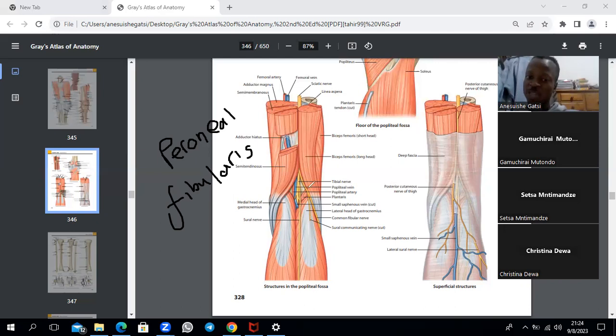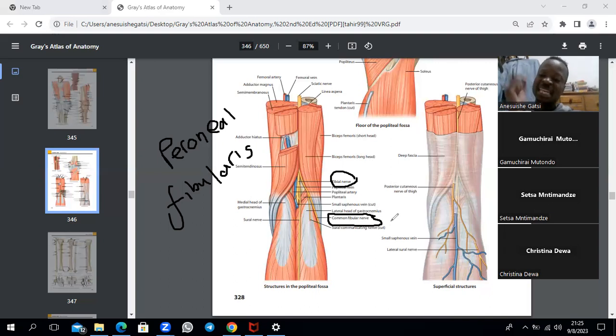So when I talked about sciatic nerve, I said it gives us this nerve labeled here, tibial nerve. Then it also gives us the other nerve here that is labeled common fibular nerve. So I think you can see that this atlas uses the word fibula, but let's use the word peroneal. It makes it easy to talk. So common peroneal nerve and tibial nerve, those are the nerves that are coming from the sciatic nerve.